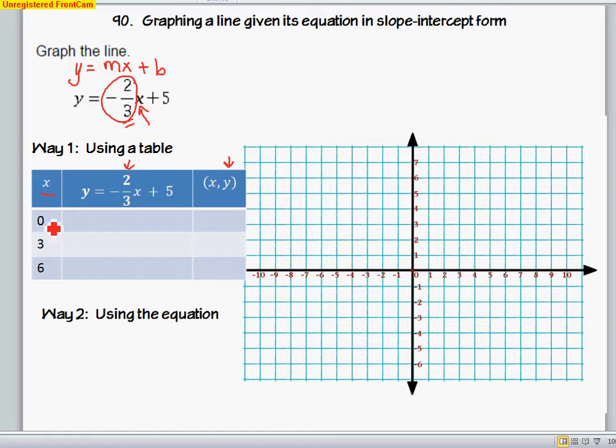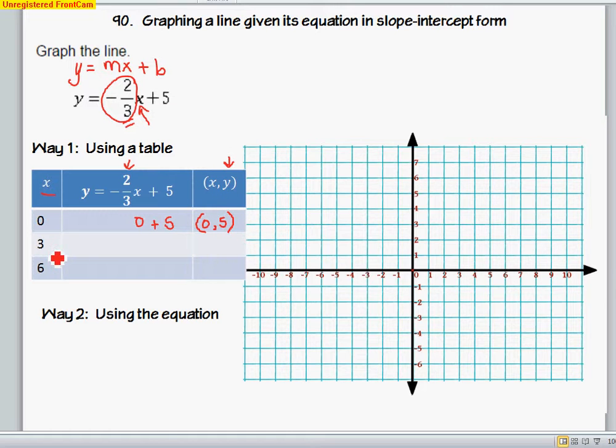So let's just choose my first one at 0. So literally I'm going to substitute 0 in for this x, and I'm going to solve for y. 0 times anything is 0. So this becomes 0 plus 5, which is 5. So my coordinates would be 0, comma 5.